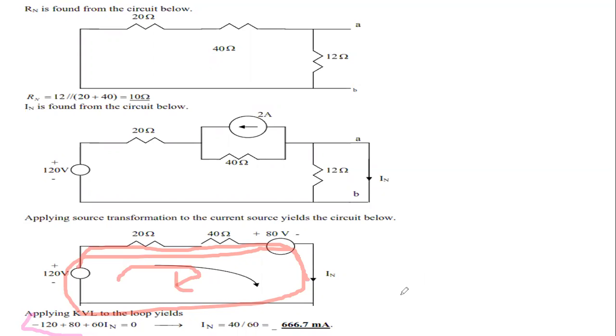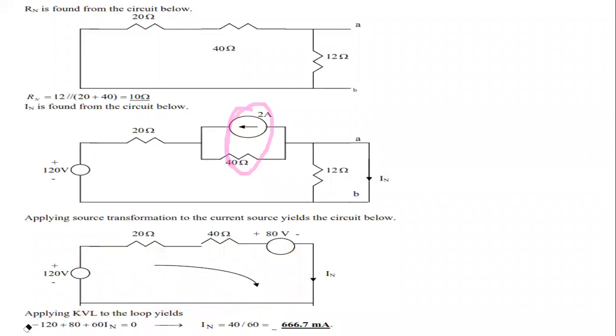Okay. So after calculating Rn, we are calculating In. For this we have converted this current source and resistance into a voltage source and resistance. Now in this circuit I can apply KVL. If I write KVL, I will start from this terminal, minus 120. Now if I go like this, it will be plus 80. After that 60 In, since 20 plus 40 will be 60, so 60 into current In.